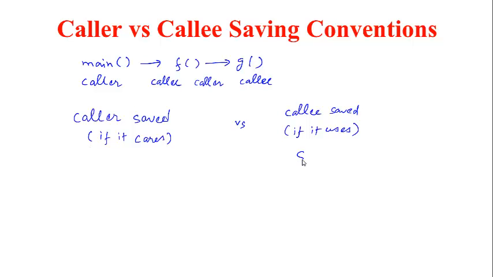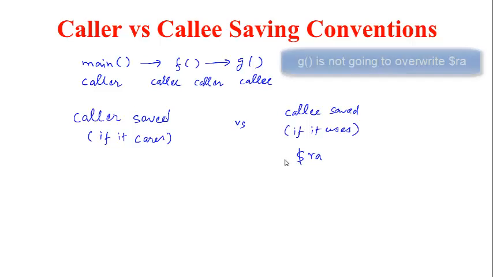$RA is an example of a callee saved register. What it means here is that g as a callee needs to save and restore $RA to the original value as given by f if g happened to use this particular $RA. In this example, let's say that g makes no function calls. So g knows that it is not going to use $RA. So in this example, g as a callee need not save and restore $RA.